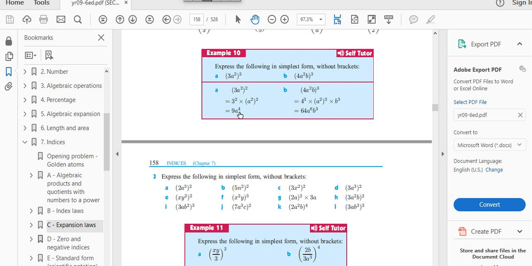We happy with that? Look at this example here. Everything in the bracket gets the power. 4 cubed. There we go. A squared to the power of 3. So I'm going to go 2 times 3 is 6. And 1 times 3.